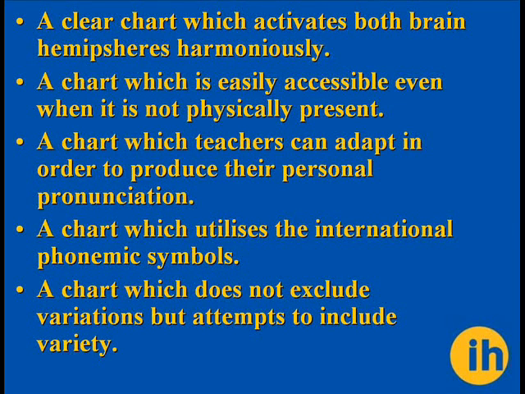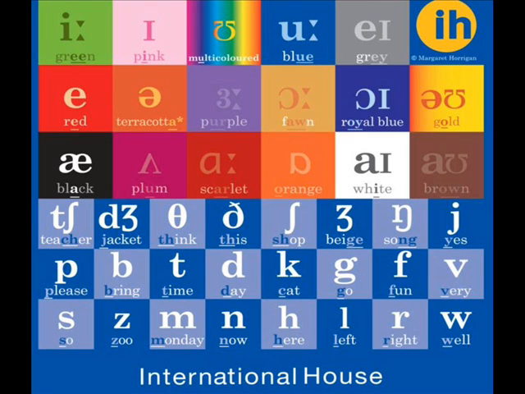Is it a chart which teachers can adapt in order to produce their personal pronunciation? Again, yes. So Americans might say orange instead of fawn or orange. These can be adapted. It obviously uses the international phonemic symbols, and it tries to accommodate variety and not exclude variations of Englishes around the world.